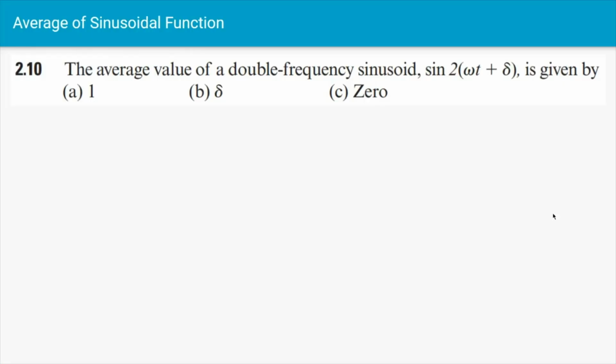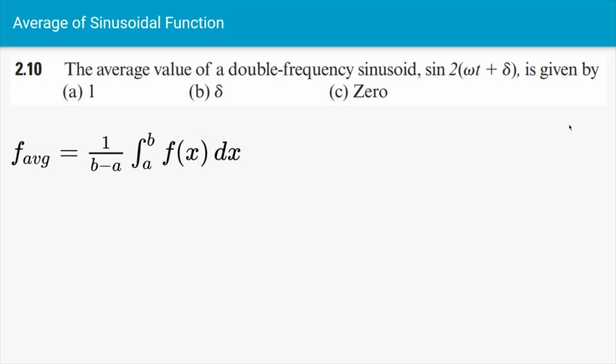So today we're going to be solving the average of a sinusoidal function, and this is particularly pertaining to power systems analysis. Now we're looking at what is the average value of this double frequency sinusoid, sine of 2 times omega t plus delta. So let's start with the basics.